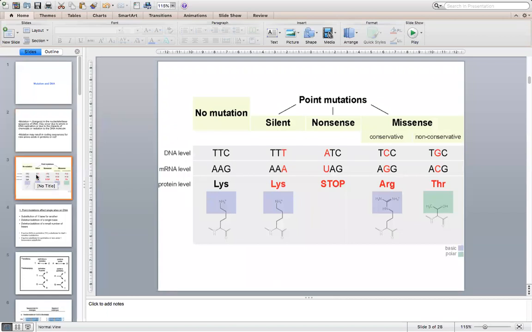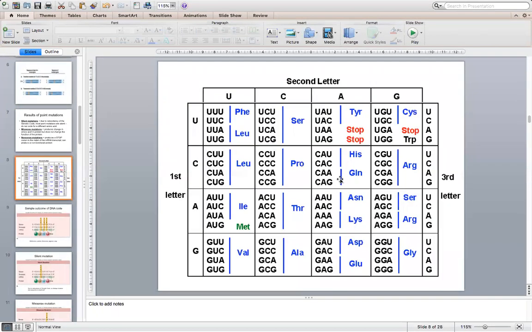The first important mutation is the point mutation. In the case of the point mutation, the first example is no mutation. The second example is the silent mutation. For the silent mutation, I will first go to show you this. This is the genetic code. You can see the genetic code is a triplet code. I will take the first example and tell you about the silent mutation.